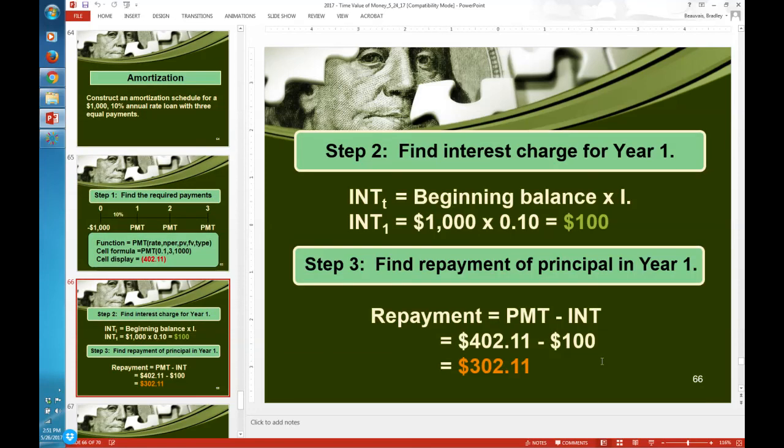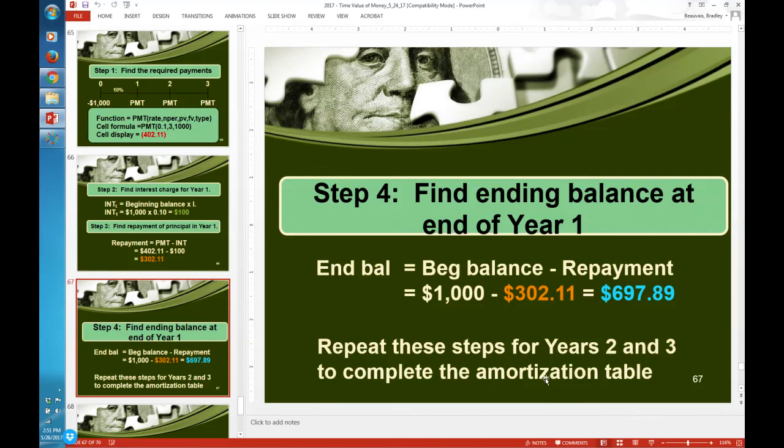So the second step is finding the interest for that year 1, which is quite simple. $1,000 at 10%, it's $100. So that first year's payment is $402.11, the payment I just found, minus my interest of $100. So my $302.11 is what's actually going to go towards the principal in that first year. At the end of the first year, I have $1,000 minus my principal payment, an ending balance of $697.89.